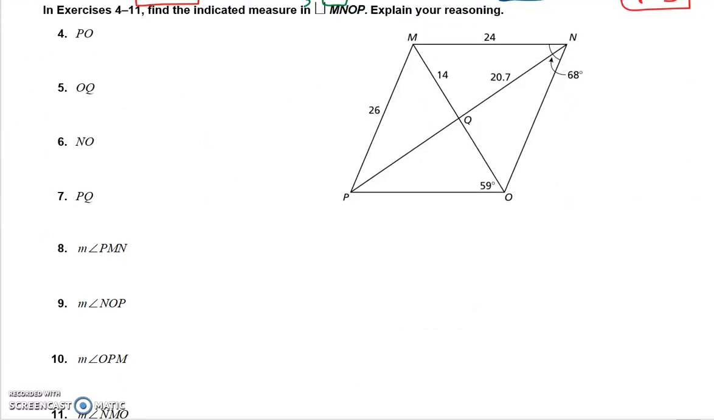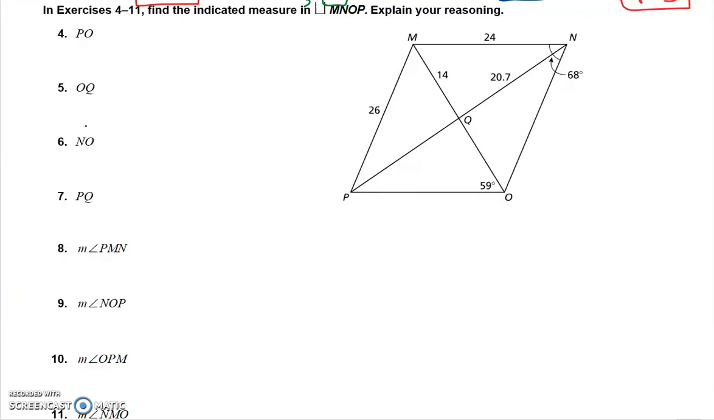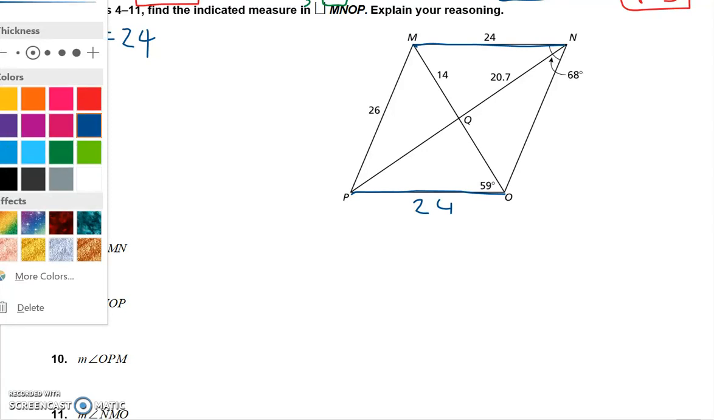Okay, so there's a lot of stuff here, but we're just going to work it out. PO is this line right here. This line is the same as this line here. So PO is 24 because they're the same.